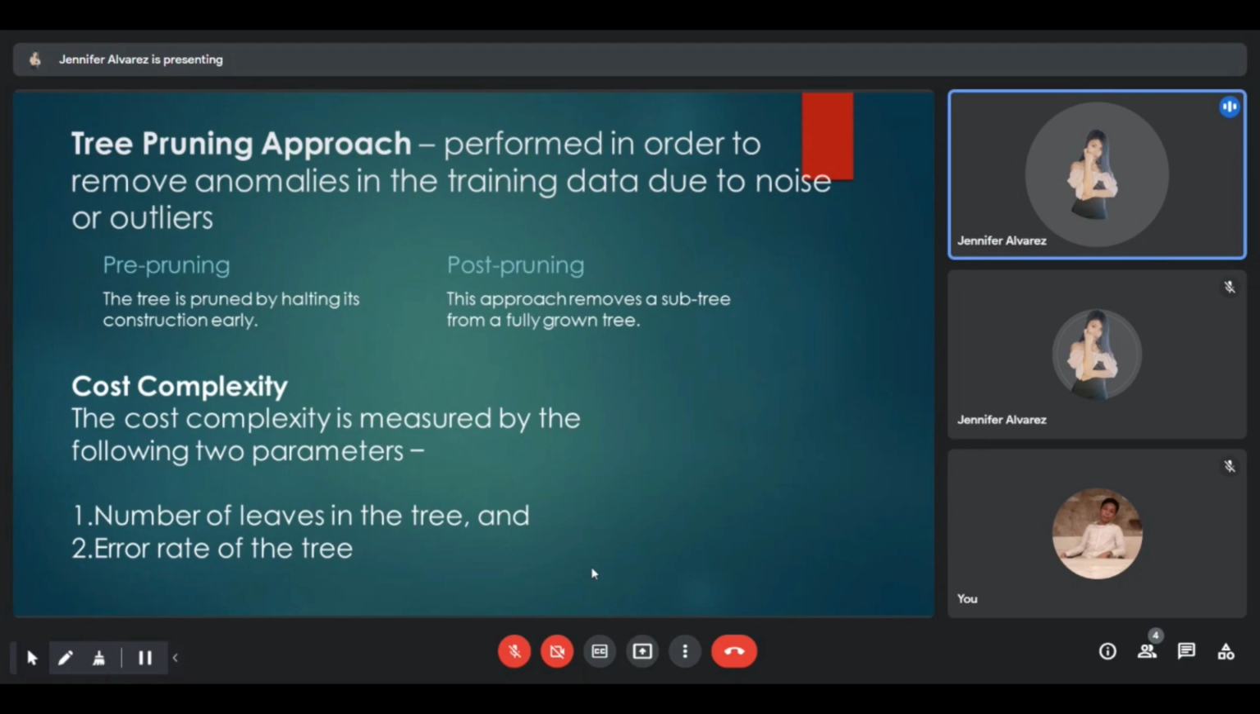Next is the cost complexity. The cost complexity is measured with the following two parameters. Una is the number of leaves in the tree, and pangalawa is the error rate of the tree.